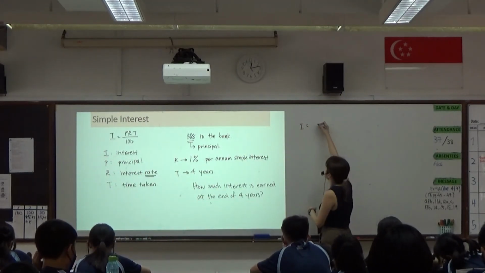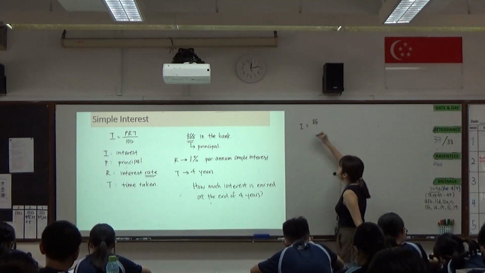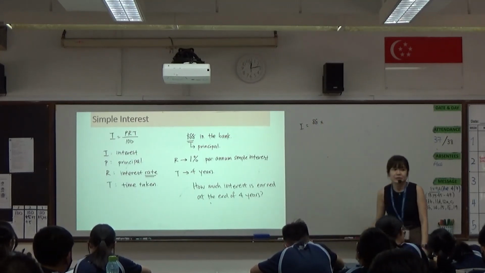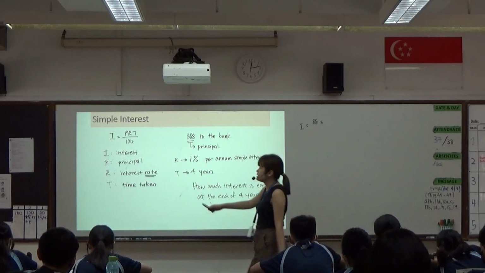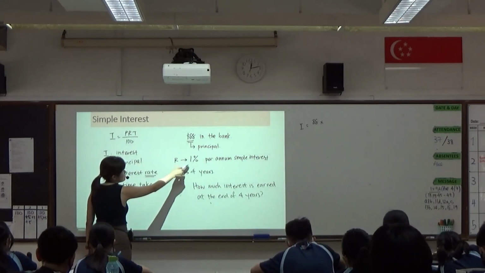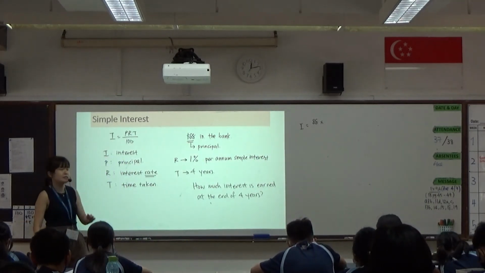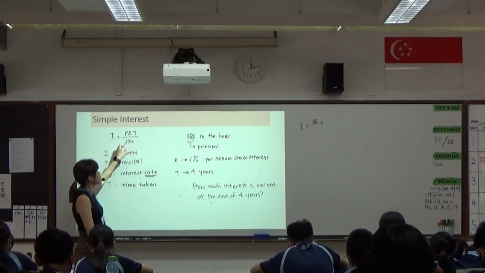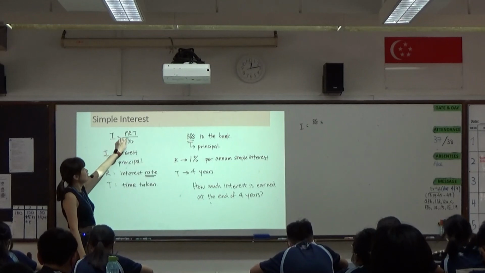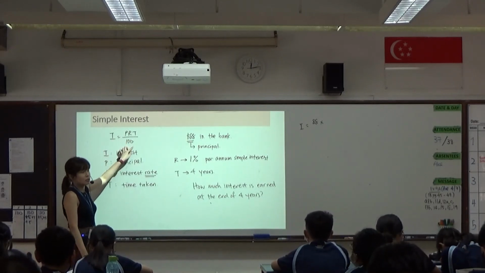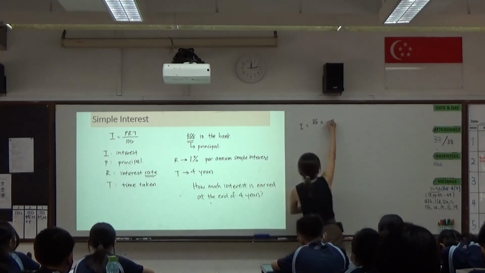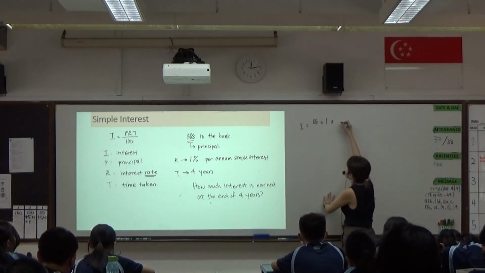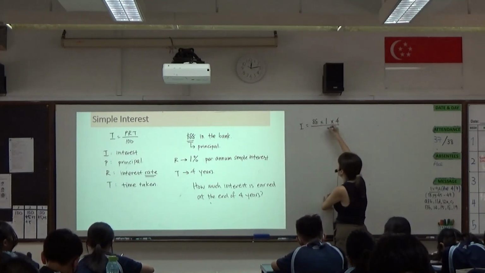will be taking the principal, which is $88, times the interest rate. Now for the rate itself, R, we only just take the number. I don't need to take the percentage sign. Why is that so? Because actually the percentage sign has already been accounted in the formula of the divide 100. So I will just times 1, then after that times T, which is 4 years, over 100.